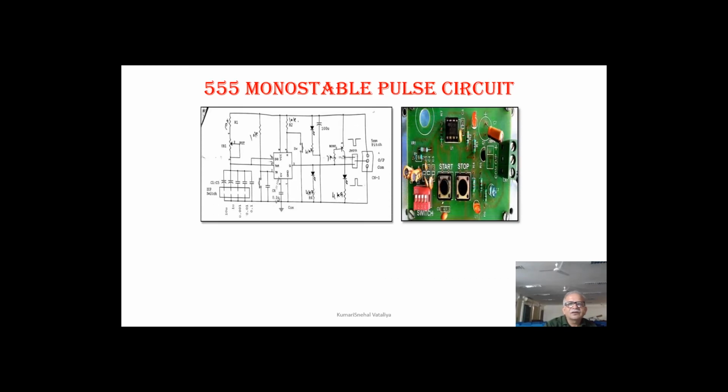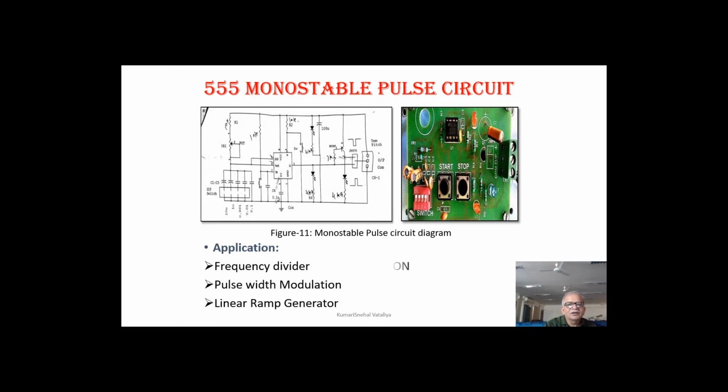This is the circuit, and these are different capacitors which can be switched in, one resistance and a potentiometer to adjust to any particular value, and thereby we are able to get a large timing available for doing the experiment. Applications: frequency divider, pulse width modulation, linear ramp generator, switching on the relay.